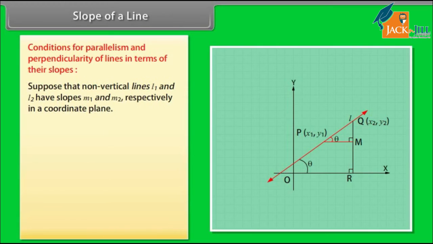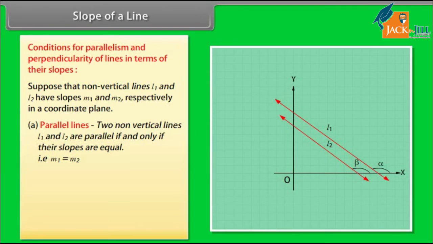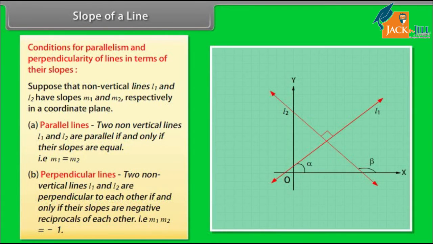Conditions of parallelism and perpendicularity of lines in terms of their slopes. Suppose that non-vertical lines L1 and L2 have slopes m1 and m2 respectively in a coordinate plane. Parallel lines. Two non-vertical lines L1 and L2 are parallel if and only if their slopes are equal, that is, m1 is equal to m2. Perpendicular lines. Two non-vertical lines L1 and L2 are perpendicular to each other if and only if their slopes are negative reciprocals of each other, that is, m1 m2 is equal to minus 1.